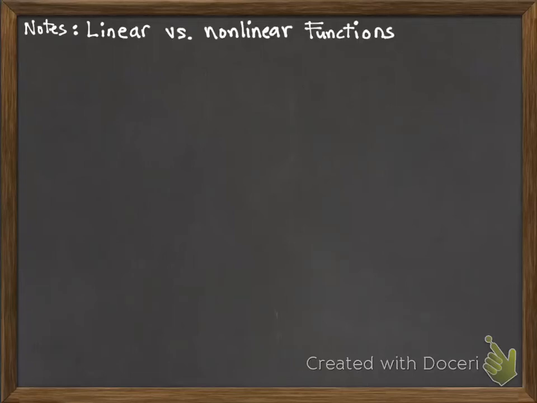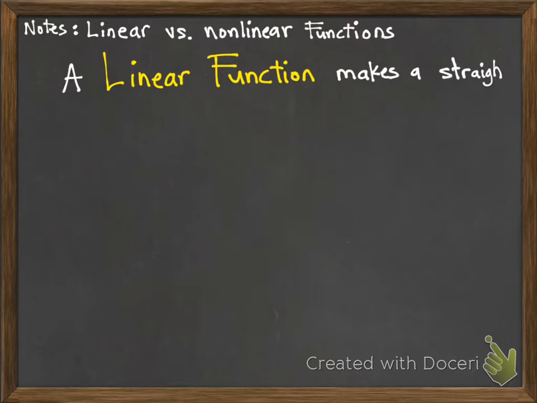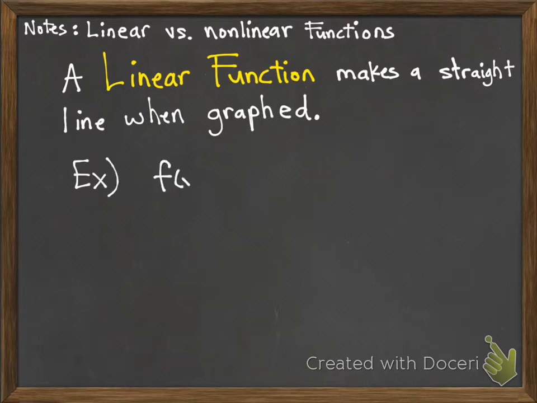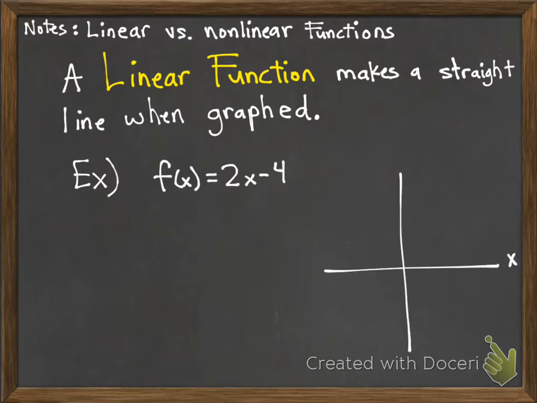This lesson is about linear versus nonlinear functions. A linear function makes a straight line when you graph it. So if you want to check and see if an equation represents a linear function, you can just graph that equation. So if we have the equation f of x equals 2x minus 4, we would graph this using the slope and the y-intercept on our x and y-axis.